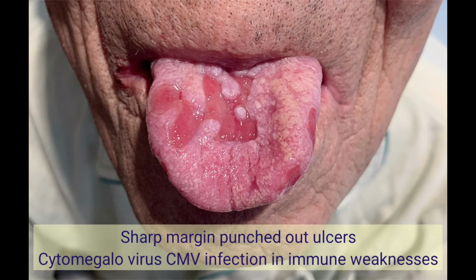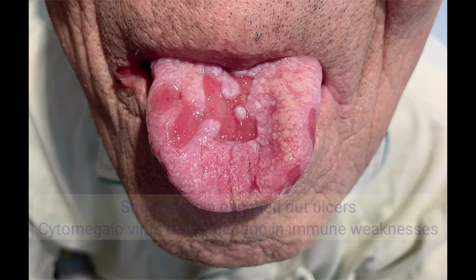Observe these unusual ulcers found in a patient with immunosuppression. As you can see very clearly, these are punched out ulcers and they are caused by cytomegalovirus that has become activated due to immune weakness.